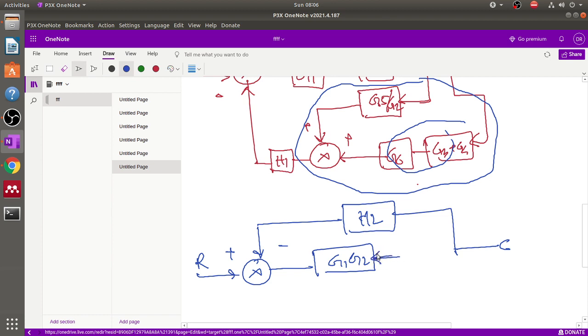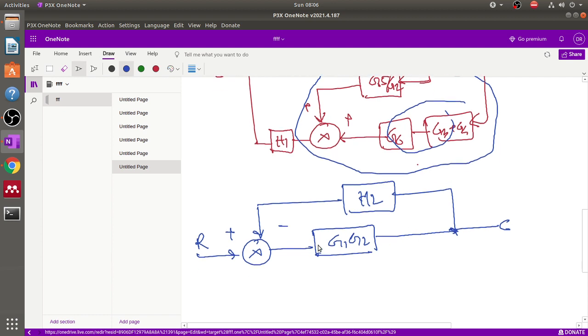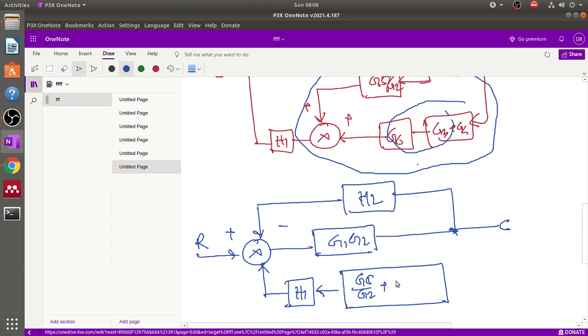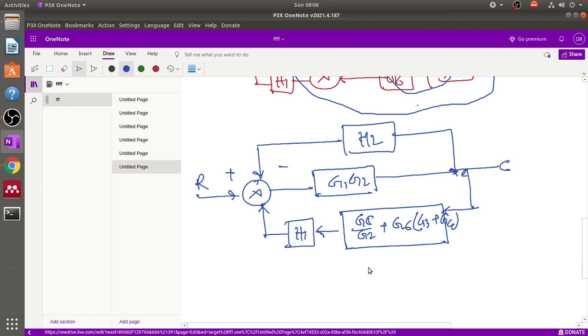sorry, this is not in this direction, I am extremely sorry, just a minute, because this is a forward loop, extremely sorry. Now this is the direction. Okay, now fix this. Now what is the value here? This is H1 block, and this block is G5 by G2 plus G6, G3 plus G4, yes, right, and coming from here. Okay, so after this we get this expression.